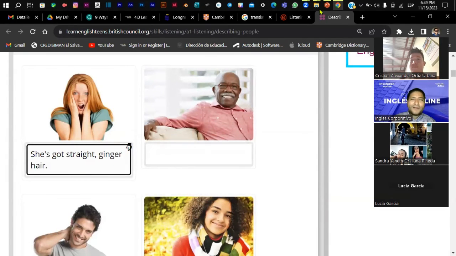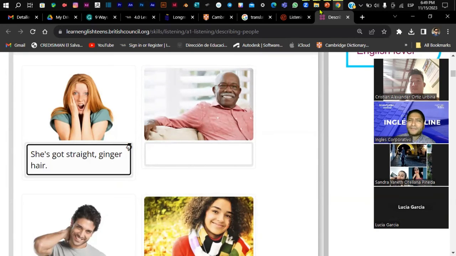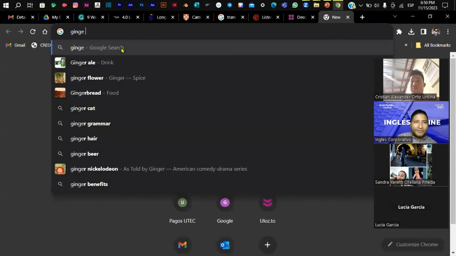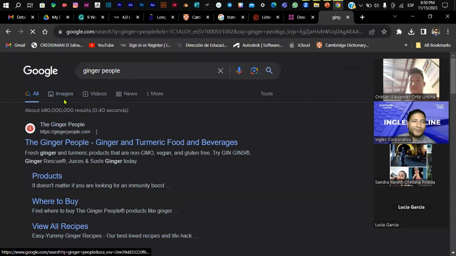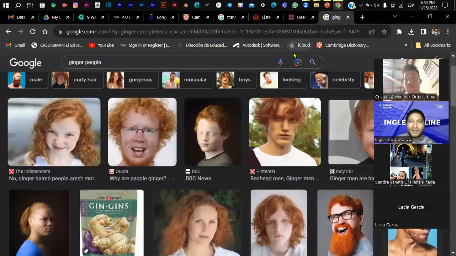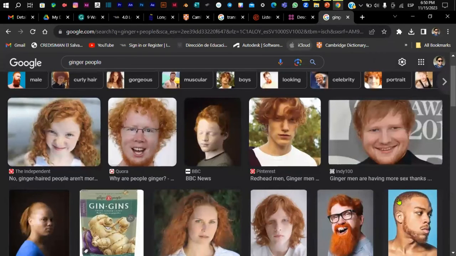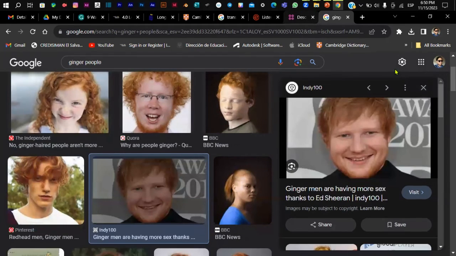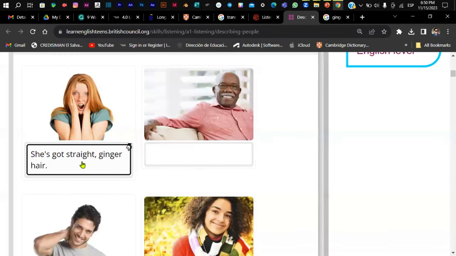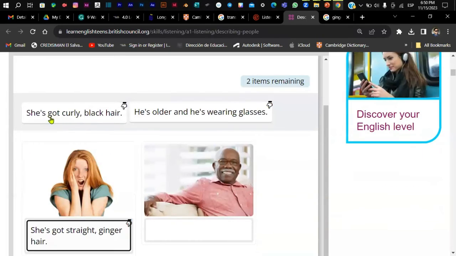Ginger. What is ginger in Spanish? Ginger people. Let's see. Pictures. Check. What is ginger? ¿Qué es ginger? Pelirroja, pelirrojo. Pelirroja. Yes, correct. That is ginger. So the sentence is correct with the picture. Okay, next one.